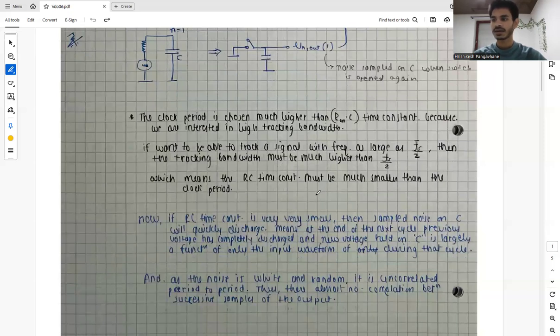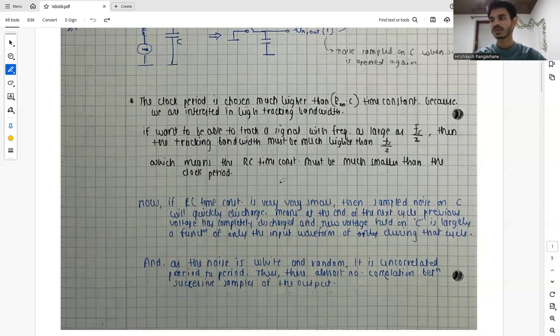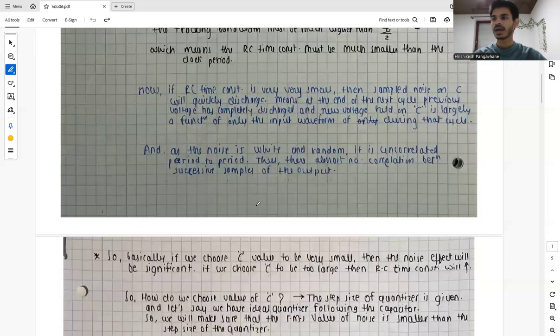Also, as the noise is white and random, it is uncorrelated period to period, or cycle to cycle. So there almost lies no correlation between successive samples of the output when it comes to noise. So yeah, this is the fact.